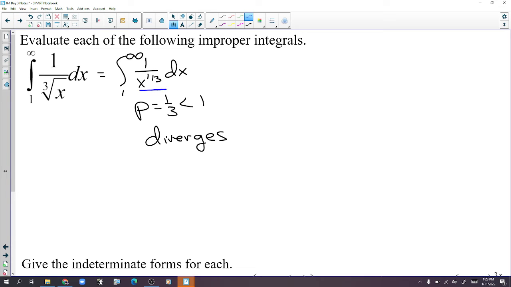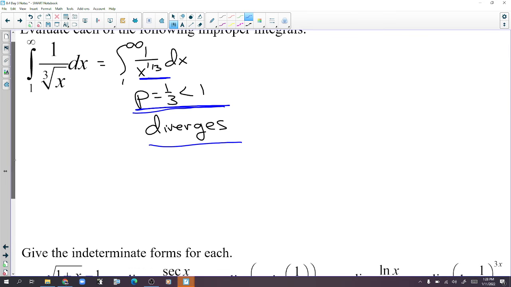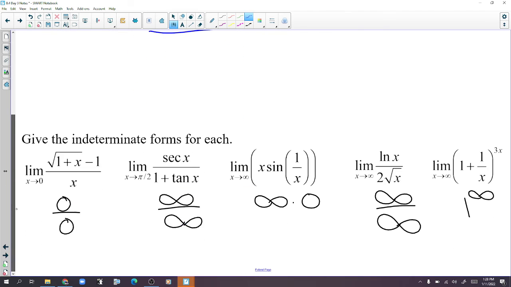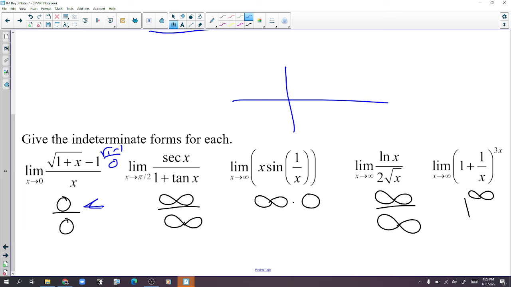Evaluate each. This is x to the 1/3. The power is 1/3, which is less than 1. This one diverges. This is square root of 1 minus 1 over 0. That's 1 minus 1. That's 0. 0 over 0. Secant at pi over 2. Secant's the reciprocal of cosine. So at pi over 2, secant is going up like that to infinity. Tangent is going like this. So that's going to infinity as well.